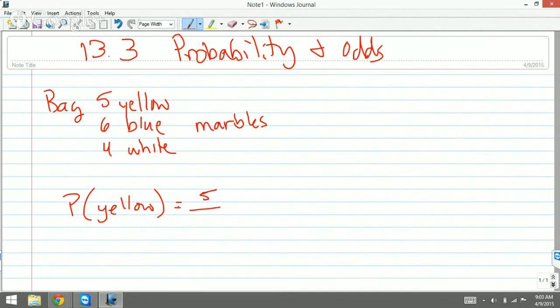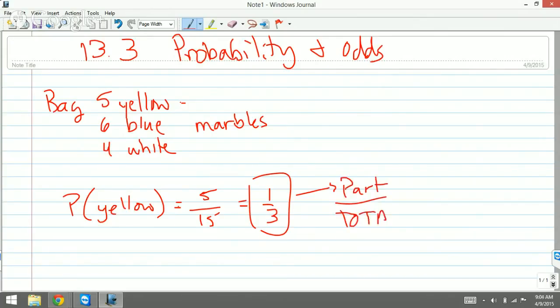So we have 5 yellows out of 15 total. 1 out of 3, right? Okay, so you're good there. So what I want you to see here is that it's the part out of the total.